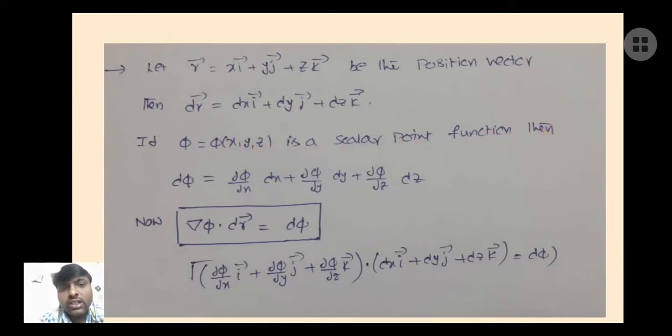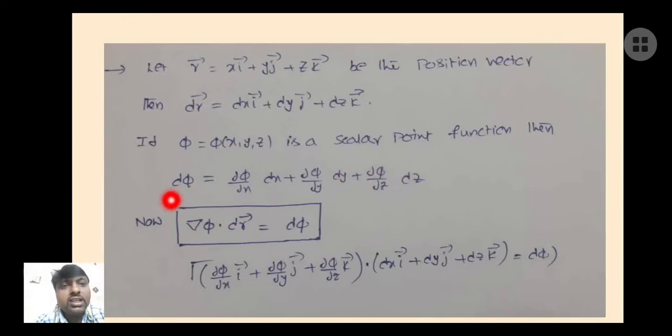I know the total derivative definition. From the definition of total derivative, I am writing d phi. d phi, the total derivative of phi, is equal to dou phi by dou x into dx plus dou phi by dou y into dy plus dou phi by dou z into dz. It is the definition of total derivative.